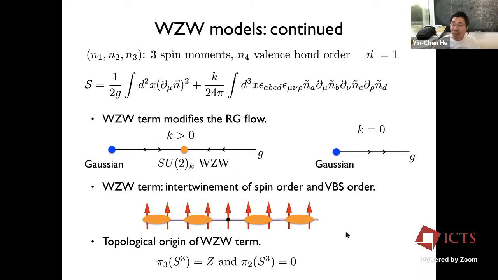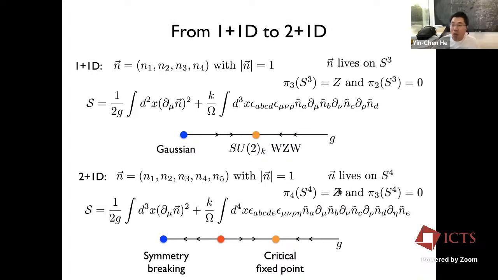Okay, so this is the story in 1+1D, and now what we want to do is go one dimension higher. We want to consider 2+1D physics. A very straightforward generalization is to increase one component of my 4-component unit vector, so I will have a 5-component unit vector. In other words, this new order parameter field will live on S4, the 4-sphere. Since we are going one dimension higher, the homotopy group should also increase by 1. We know that π4 of S4 is Z valued and π3 of S4 is 0. So with this, we can define a Wess-Zumino-Witten term, and write down a 2+1 dimensional Wess-Zumino-Witten model.